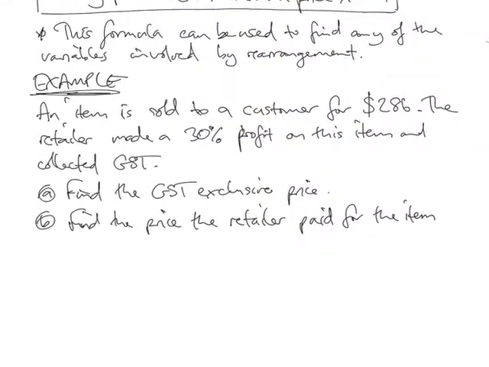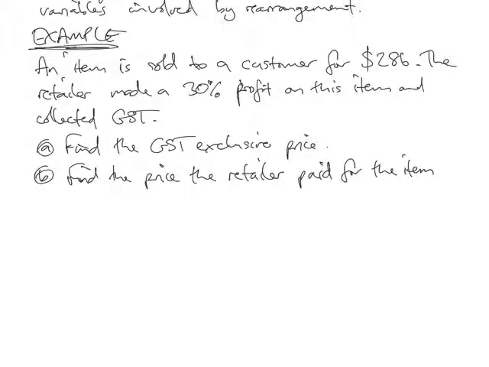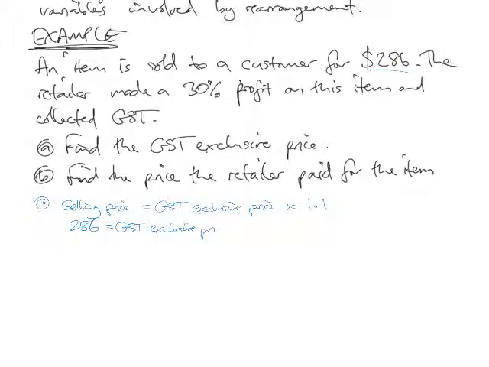So to give you a couple of examples of that, we'll do this. An item sold to a customer for $286. The retailer made a 30% profit on this item and collected GST. A. Find the GST exclusive price. So this is making use of that formula. Selling price is equal to GST exclusive price times by 1.1. We know what it sold for, $286. We're trying to find the GST exclusive price, and we know what the GST was.